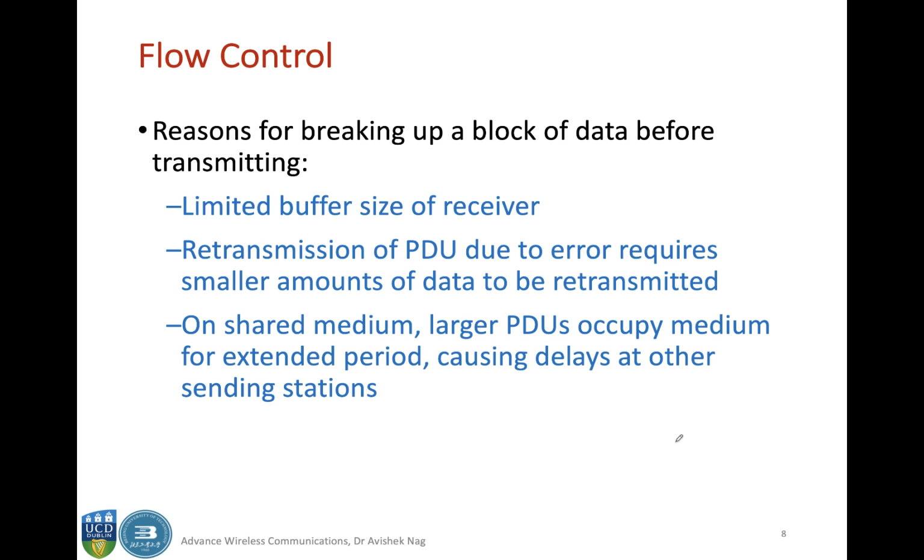So the reasons for breaking up a block of data before transmitting are because the receiver has a limited buffer size, okay, and retransmission of PDU due to error requires smaller amounts of data to be transmitted. This is important on a shared medium because larger PDUs occupy the medium for an extended period, and this can cause delays at other sending stations, okay. So therefore it is important to break up a block of data into smaller PDUs before transmitting.